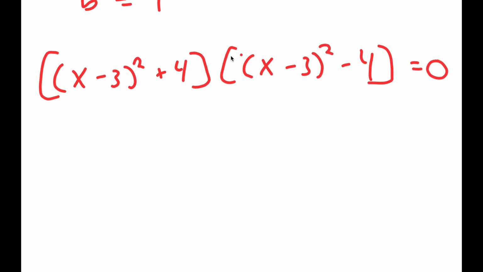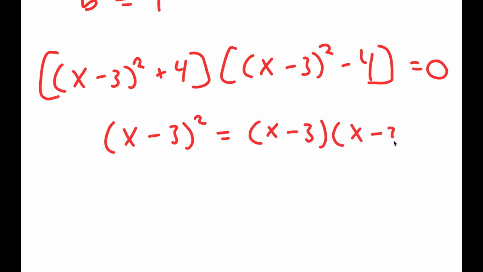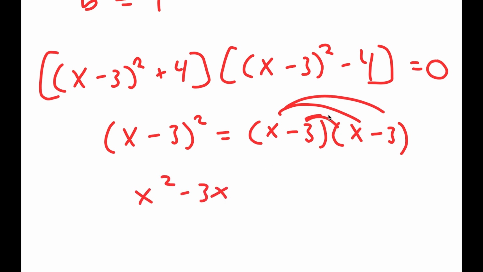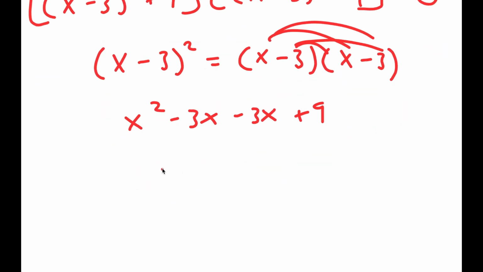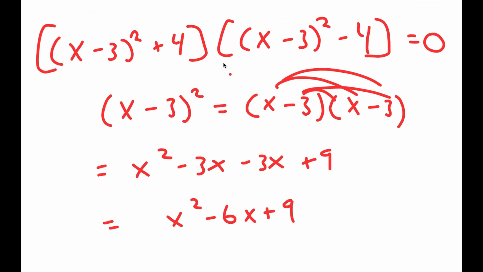Now, before we do anything with this, let me first expand (x - 3)^2 so we can simplify this. So (x - 3)^2 is equal to (x - 3) times (x - 3). So I'm going to distribute the x first. So I get x^2 - 3x, and then now I'm going to distribute negative 3. So I get -3x + 9. Negative 3 times negative 3 is 9. And this is equal to x^2 - 6x + 9.